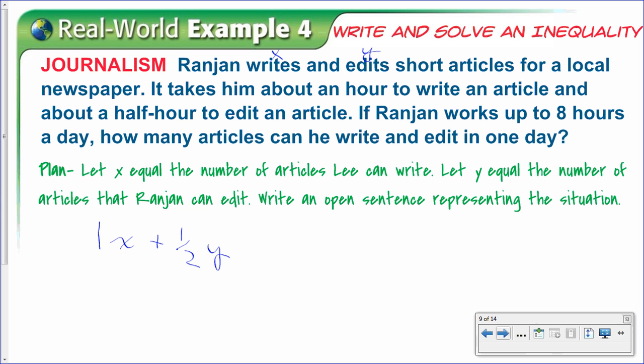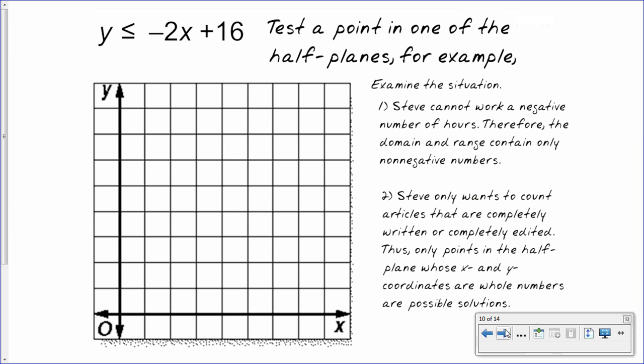If he works up to 8, so less than or equal to 8. Yeah, can I go over 8? Okay, so the left side is going to be less than or equal to 8. So we need to know how many articles he can write and edit in one day's worth of work. Okay, and remember, he's only working an 8-hour work day. He's not going to work any longer than that.